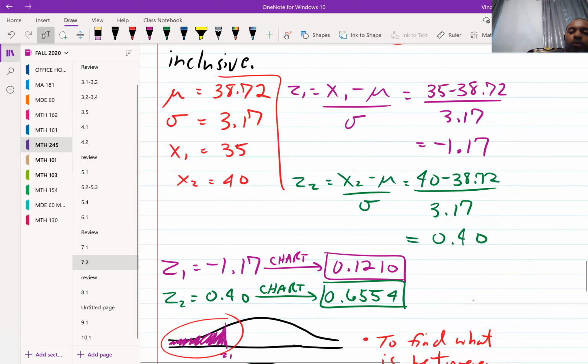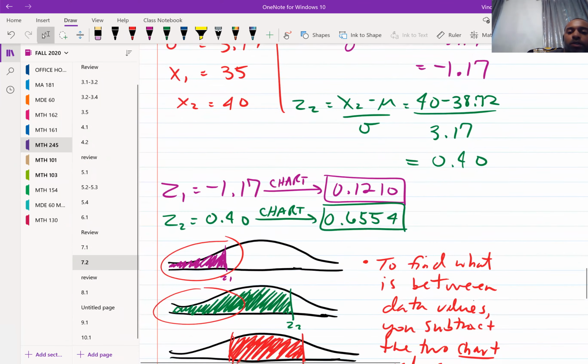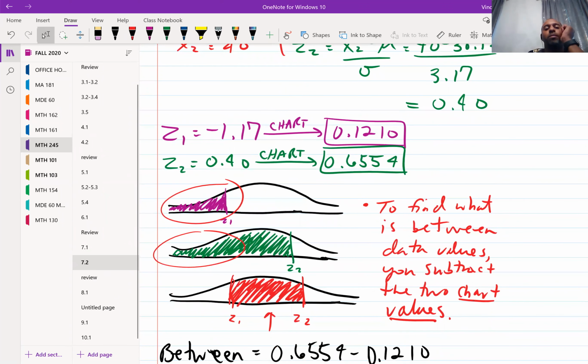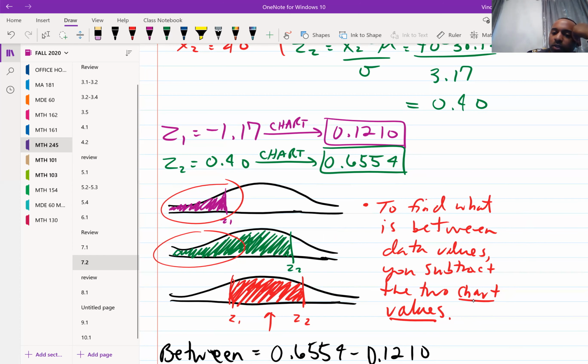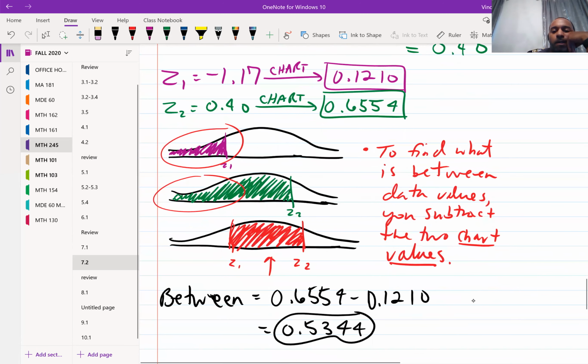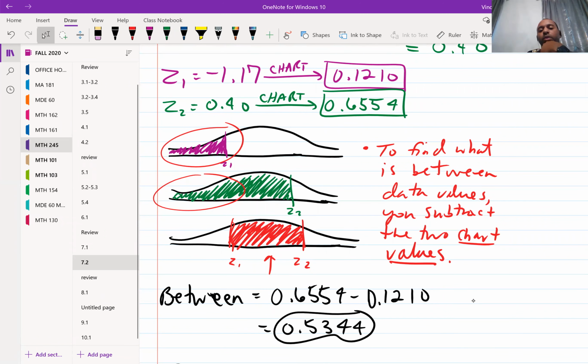All right, so 0.1210 and 0.6554. So here, just to give you a diagram as to how this works. Your chart always gives you what's to the left of that z-score. So the first one, that's to the left of z1. Second one here is to the left of z2. Now, if I take that piece that's in z1 and subtract it from what's in z2, then that will give me what's between them. So to find what is between the data values, you subtract the two chart values. And that's what we did right here. 0.6554 minus 0.1210. And that gives us 0.5344.